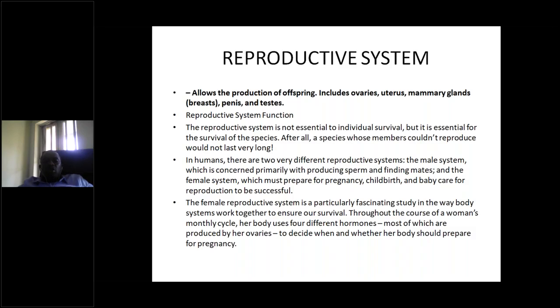Throughout the month, there's a human monthly cycle where the eggs are produced, where the eggs are matured, where the eggs are destroyed.